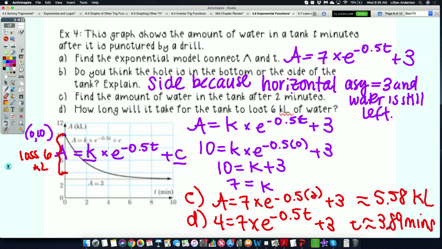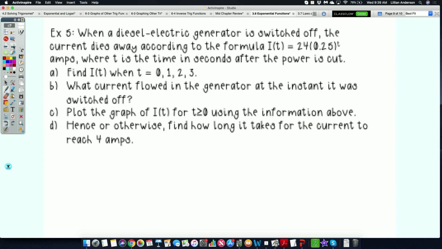How's this going so far? All right. So this last example, we'll get it knocked out really quick, and then we'll have you guys start on your homework. When a diesel electric generator is switched off, the current dies away according to the formula I of T equals 24 times 0.25 to the T. Now, real quick, is this one going to increase or decrease? How do you know? Because you're losing amps. Things are dying away, so that means you're decreasing.